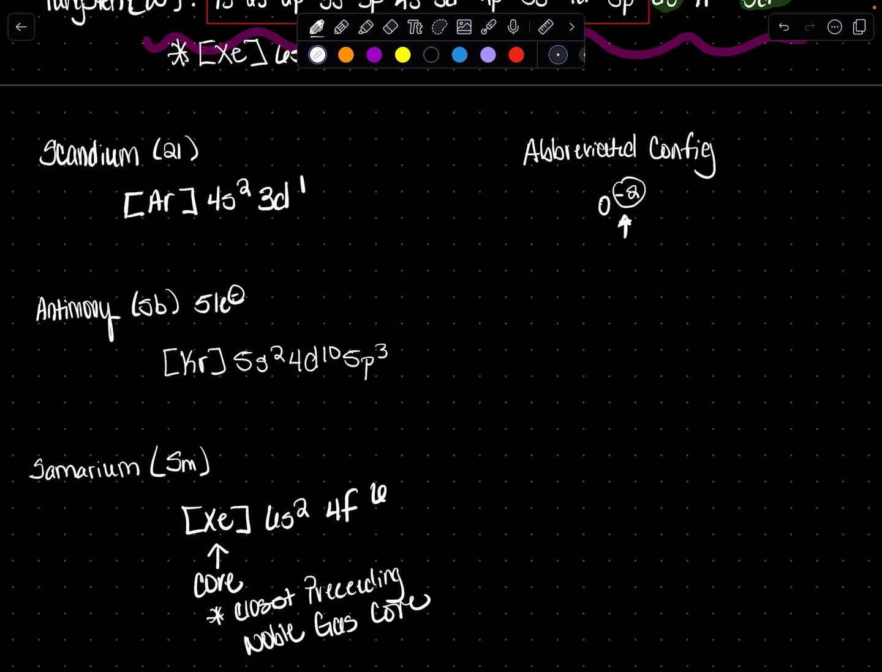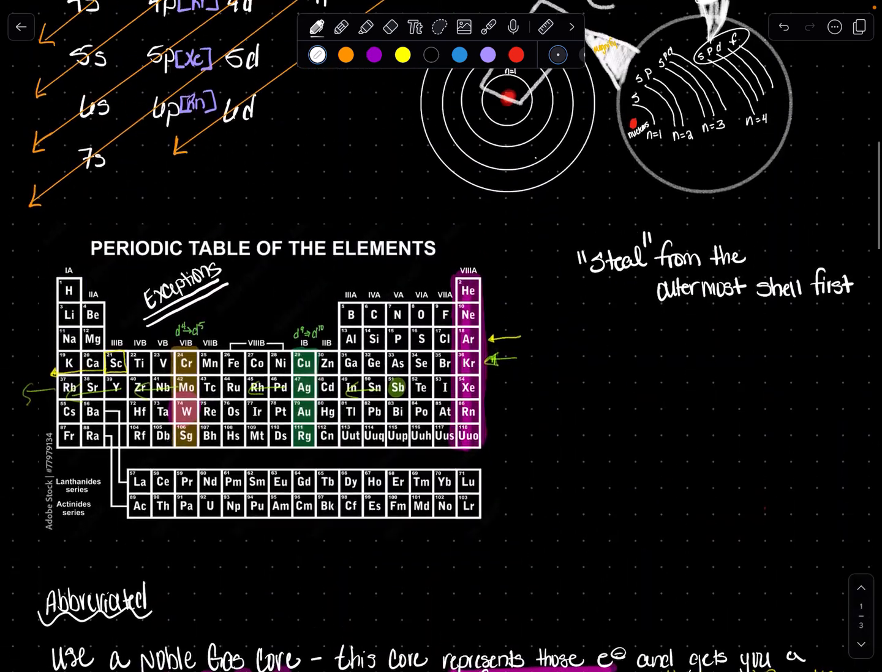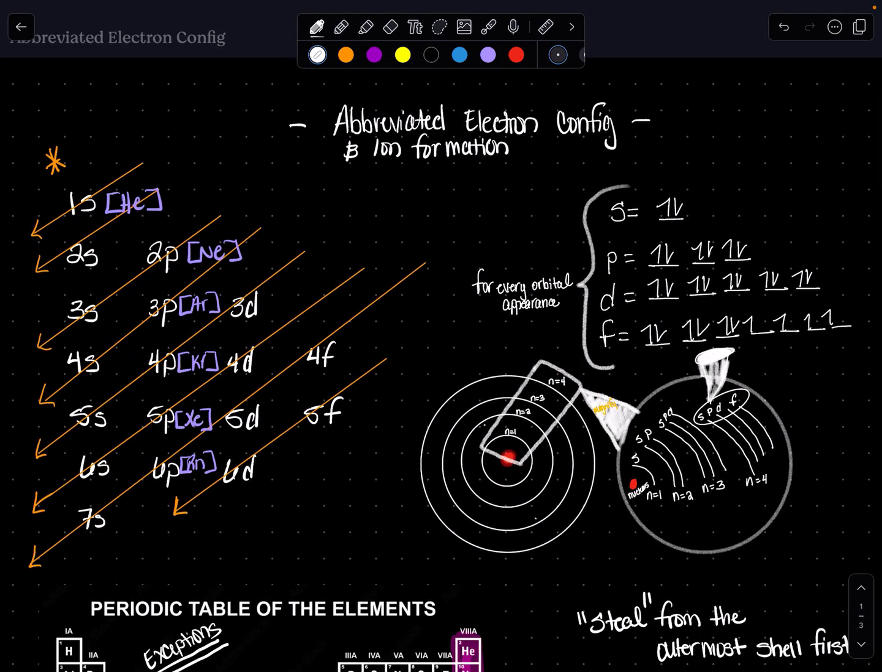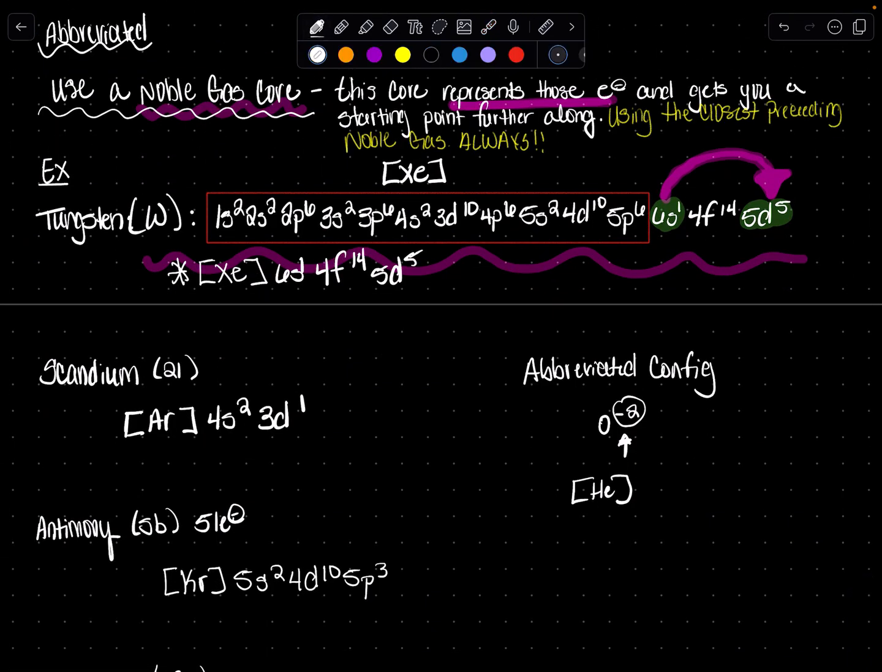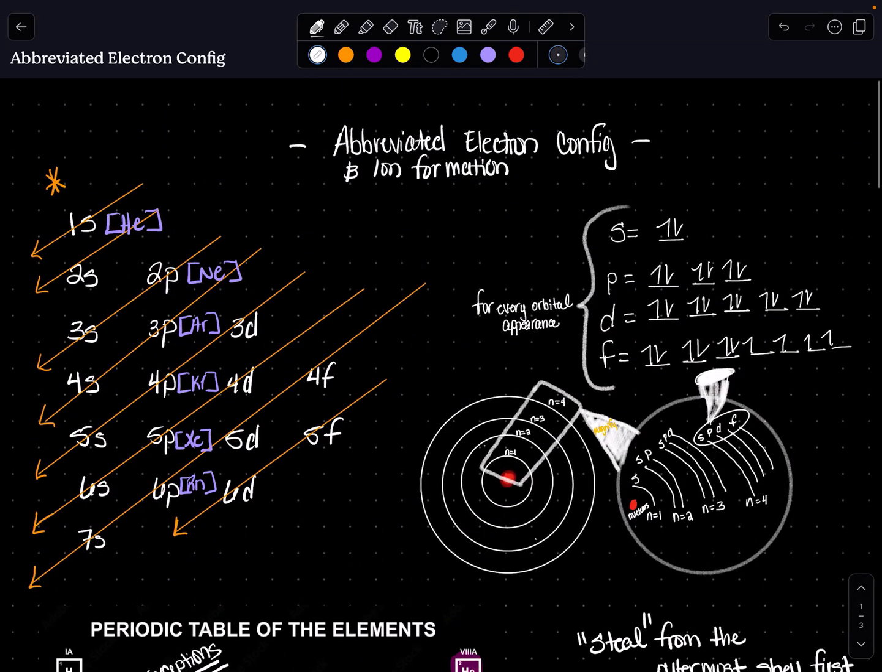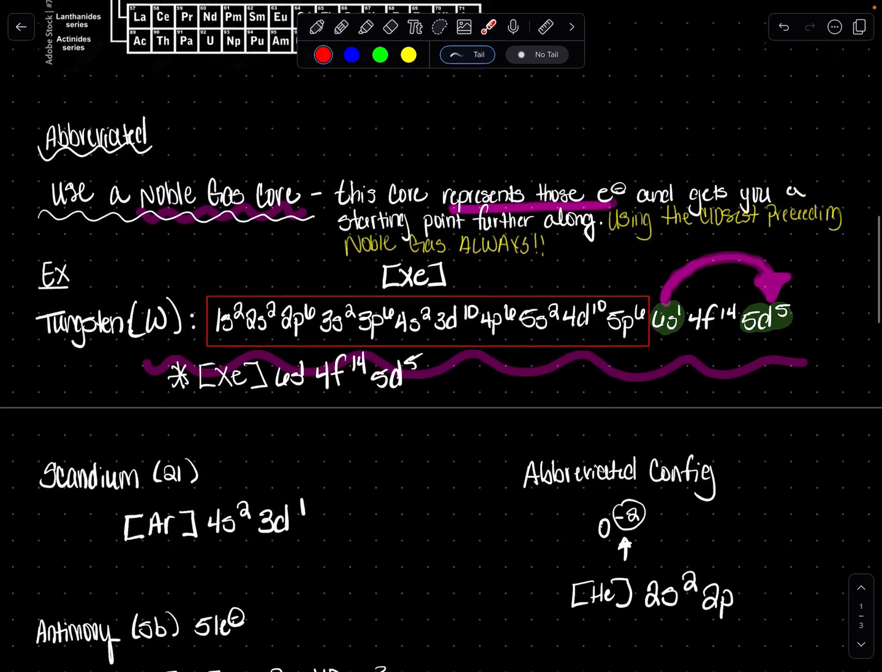So my closest preceding noble gas from oxygen would be helium. Helium represents 2 electrons. So I'm going to slide up here and start my configuration. I come to 2s. So it's 2s2, so there's 4 electrons. Now I come to 2p.